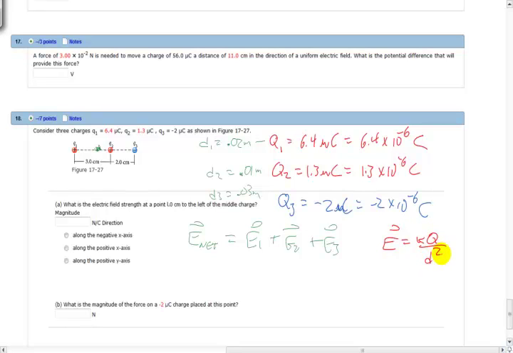Where k is our electric field constant, 9 times 10 to the 9th, also in our toolbox, newton meters squared over coulomb squared. That's just the electric constant.